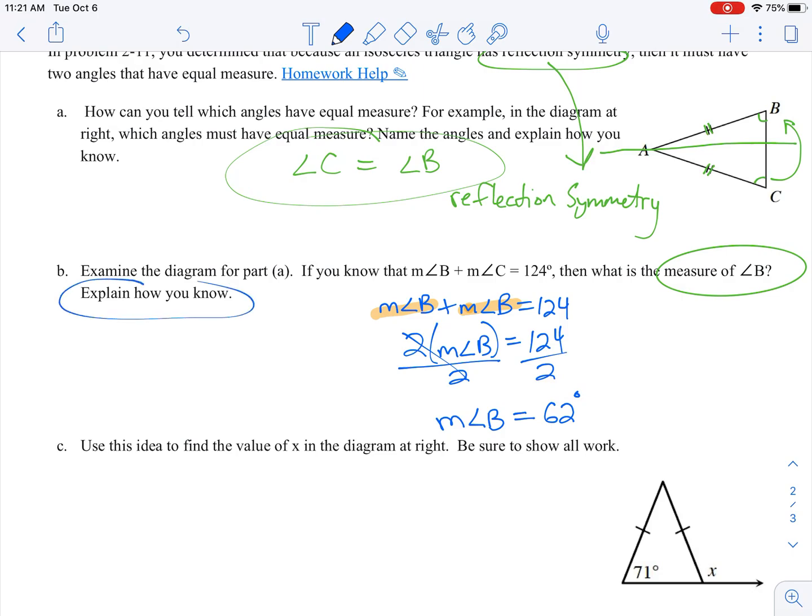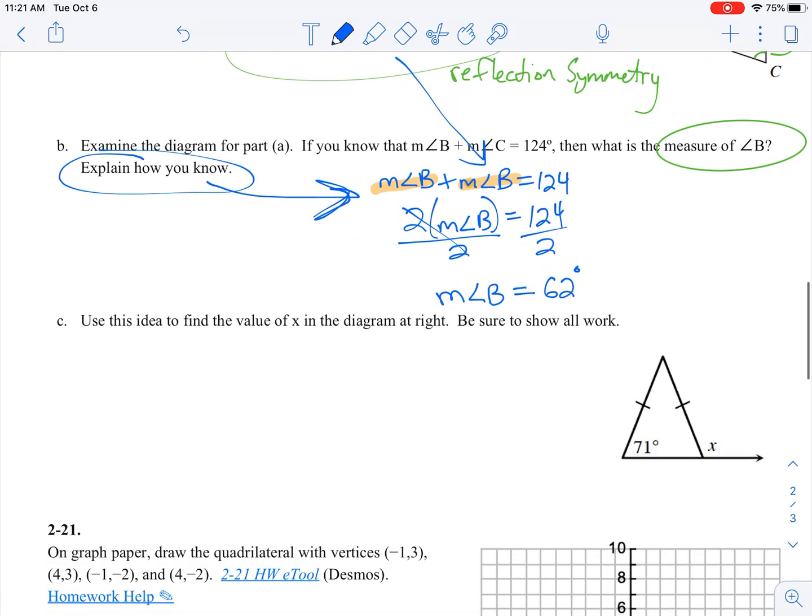And so explain how you know. You can use words to explain how you know. If you show your work, kind of like how I did with replacing angle B with angle C, and you show me each step, that's you explaining it. If you would prefer to do it in words, you can, or if you would prefer to do it in mathematical equations, that would be fine as well.